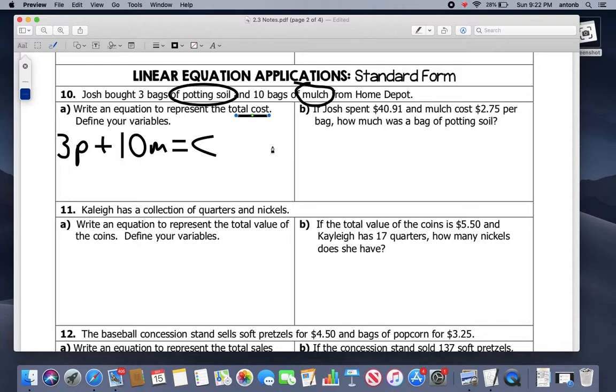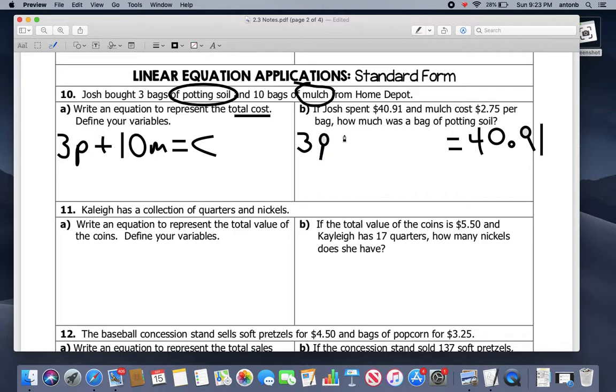Now, you can plug this in, trying to figure out, like this next one, it says that Josh spent $40.91. It tells you exactly how much he spent. That's your total cost. All right, $40.91. Now he got that. Cost $2.75 per bag. How much was a bag of potting soil? So here, $3 for every bag of potting soil.